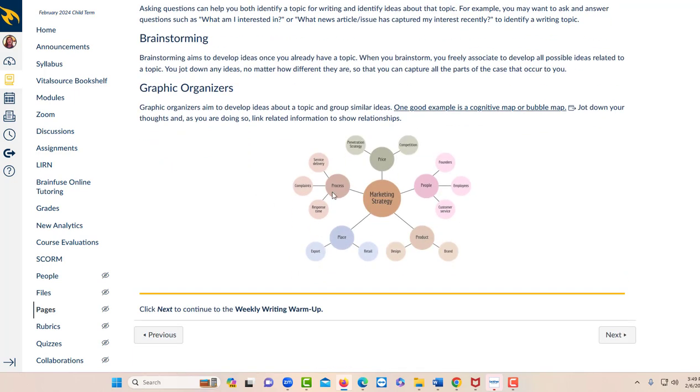Graphic organizers. This is a graphic organizer. It aims to develop ideas about a topic and group similar ideas. One good example is a cognitive map or bubble map. Jot down your thoughts and as you are doing so, link related information to show relationships.